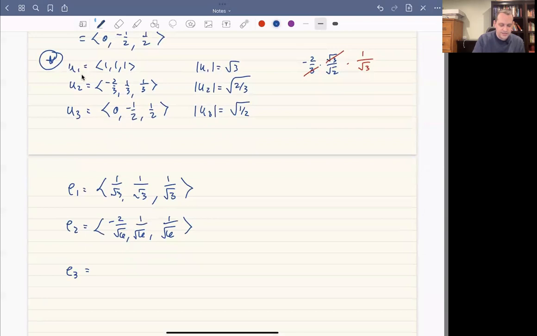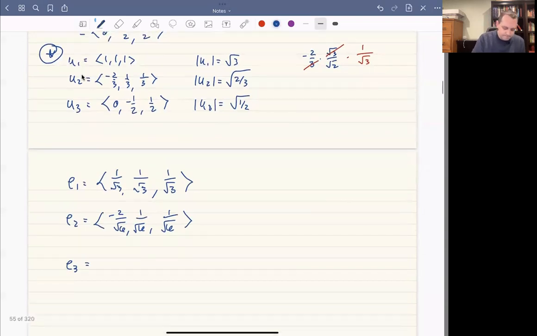And then E3, we're going to take each of these vectors and multiply by square root of 2. So we get 0, negative 1 over square root of 2, 1 over square root of 2. And again, when we're normalizing, when we're dilating vectors, we're not changing the direction, so the orthogonality relations are preserved. Okay, and so that's Gram-Schmidt for these vectors in R3.